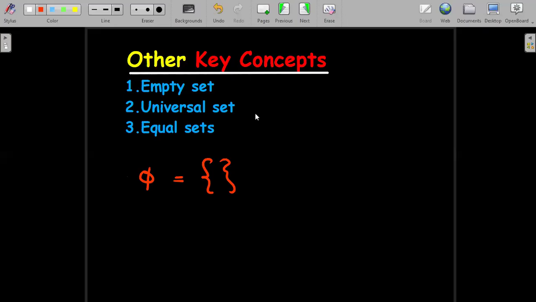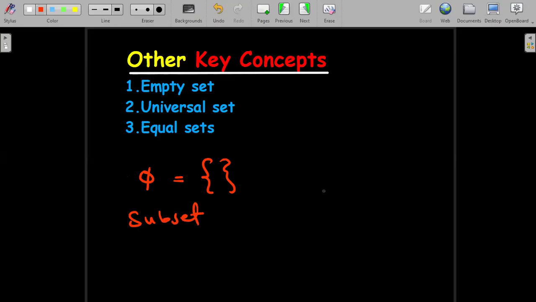So when it comes to empty sets, we're saying this is an empty set. An empty set is a subset of every set. So I've used the term subset.